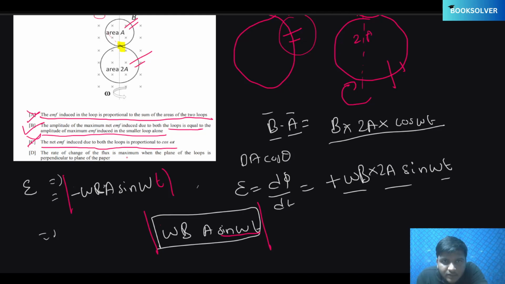Option D: the rate of change of flux is maximum when the plane of the loops is perpendicular to the magnetic field. The rate of change of flux is nothing but the EMF generated. It is maximum when omega t equals 90 degrees, that is, when the plane makes 90 degrees with the magnetic field, so the plane is perpendicular to the plane of the paper. This is correct also, and the correct options are B and D. Thank you everyone.